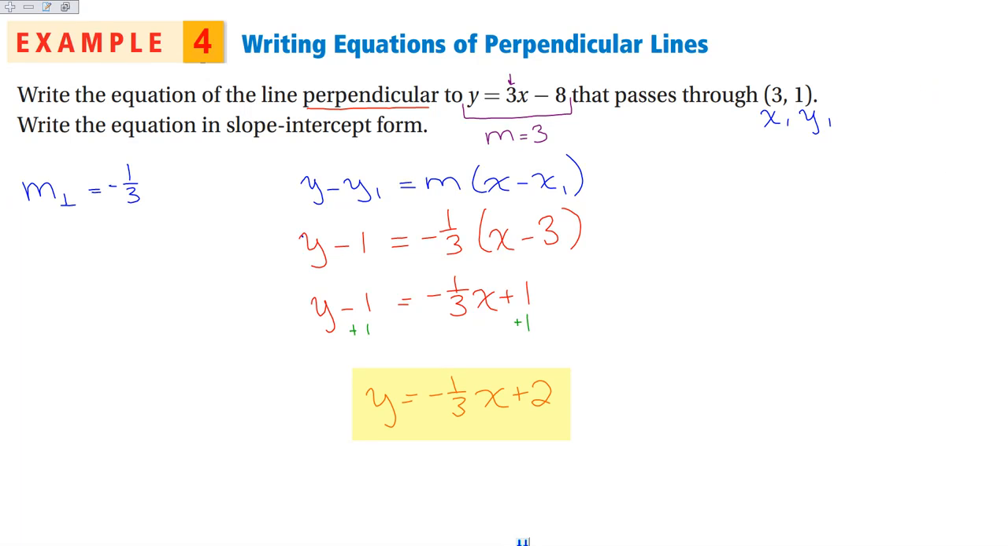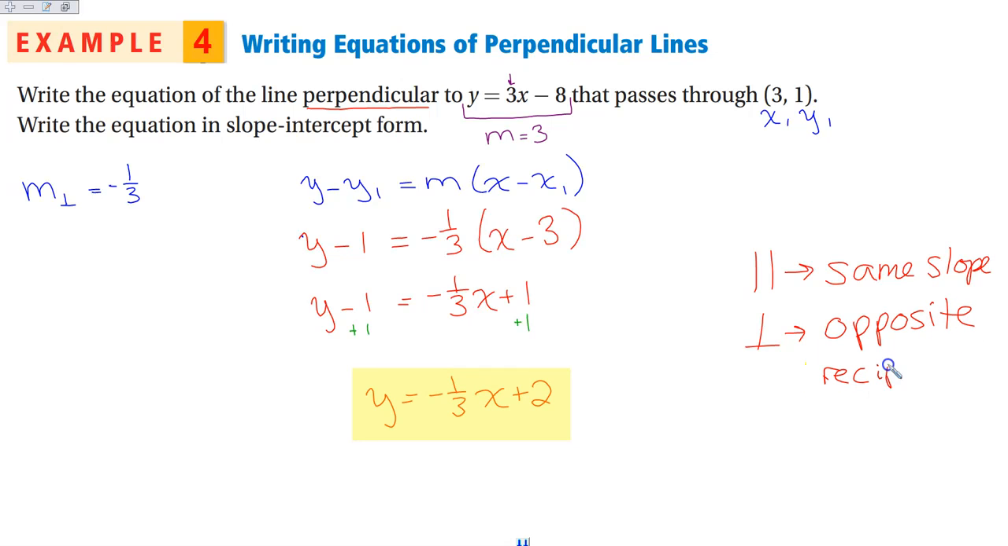So the biggest things to remember are that parallel lines are going to have the same slope, and perpendicular lines are going to have slopes that are opposite reciprocals. The way that you solve the problem doesn't depend on whether it's parallel or perpendicular. Finding the equation is the same process. The only thing that's different is, are you using the same slope, or do you have to find the perpendicular slope, the opposite reciprocal?